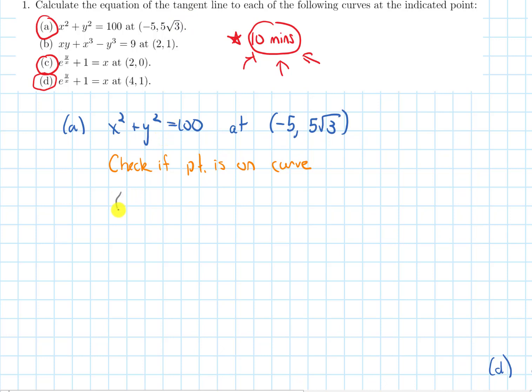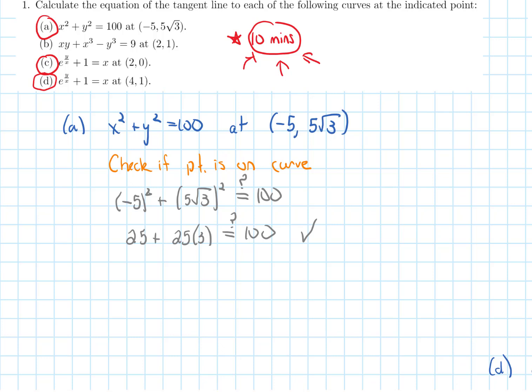Okay, so if I plug it in, I get negative 5 squared plus 5 root 3 squared, and I want to know, does it equal 100? So negative 5 squared is 25, and if I square 5 root 3, we'll get 25 times 3, because we square each of those terms. So does that equal 100? Well, yeah, because this is 25 plus 75, and that does equal 100. So I'll put a check mark.